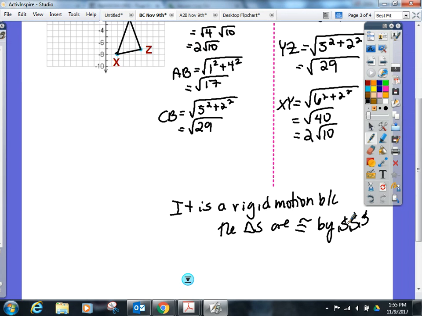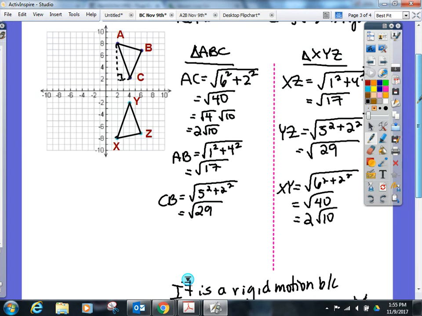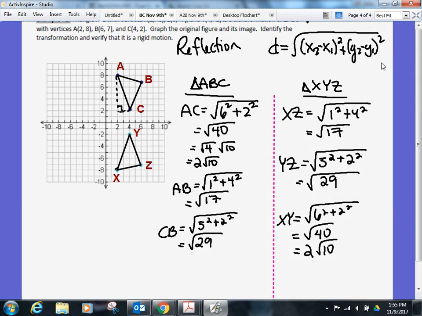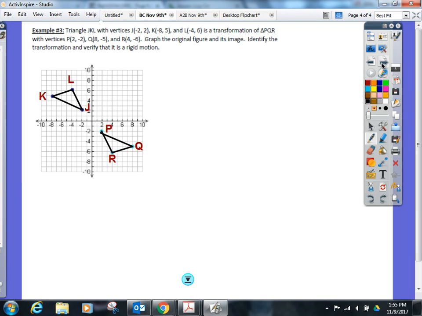Questions? So that's what I'm looking for when you verify a rigid motion, which is what you're about to do in your groups, and on your own right now.